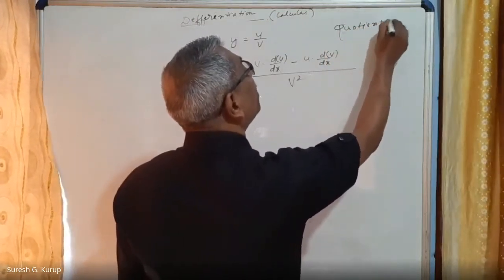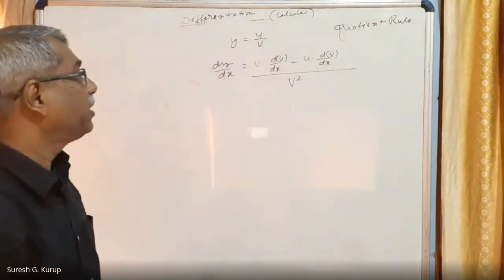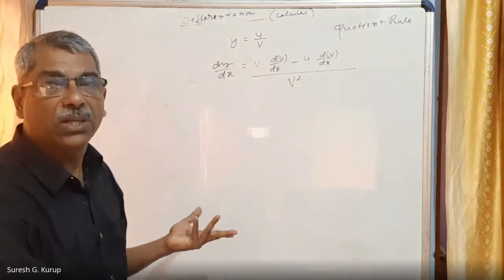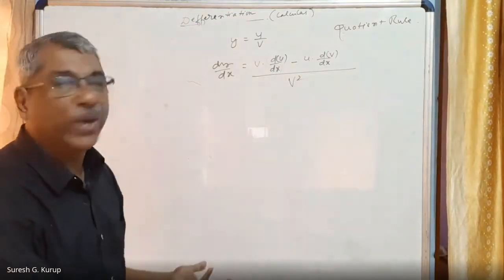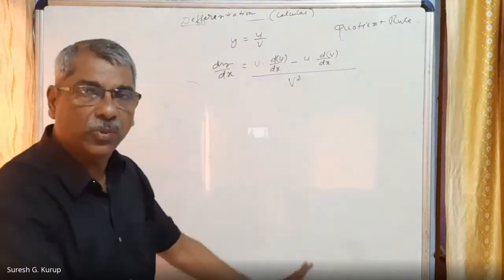Quotient. This is called the quotient rule. Quotient rule means division, right? y is equal to u by v. Both u and v must be functions of the same variable, that means functions of x. Then only this could be done, because a function of x can only be differentiated with respect to x.